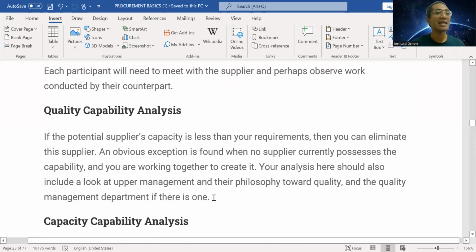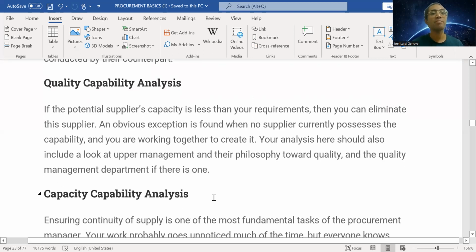Quality capabilities analysis: if the potential supplier's capacity is less than your requirement, then you can eliminate the supplier. An obvious exception is found when no supplier currently possesses the capability and you are working together to create it. Your analysis here should also include a look at upper management and their philosophy toward quality and the quality management department.